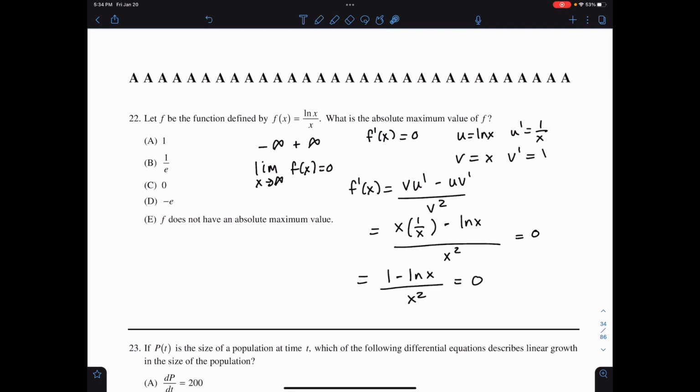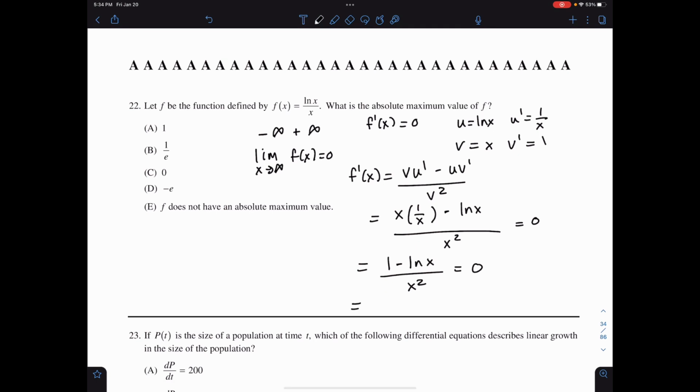So now I can multiply both sides by x squared. So one solution is x squared is equal to 0, but that just means it's undefined. So what I get is that 1 minus ln of x is equal to 0. So my critical point is really when 1 minus ln of x is equal to 0. So let's solve for when that happens.